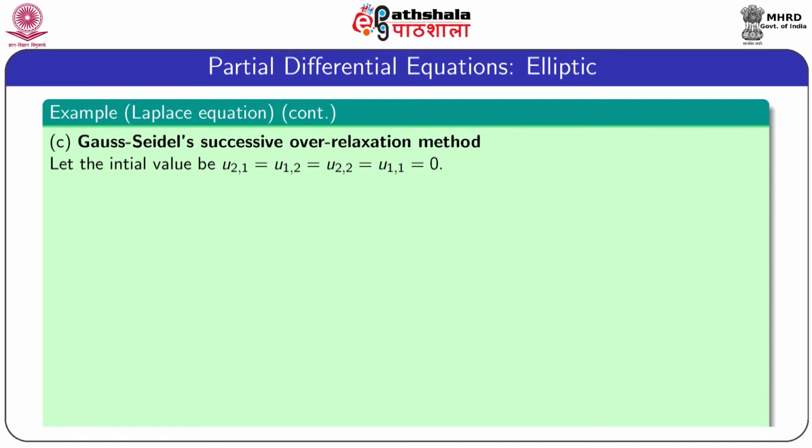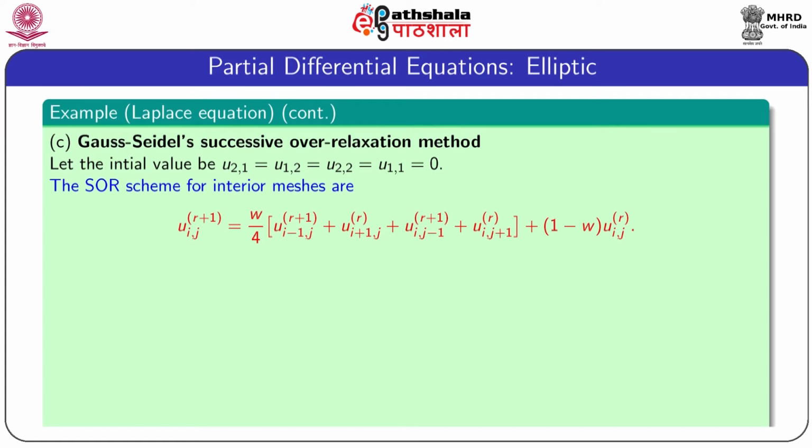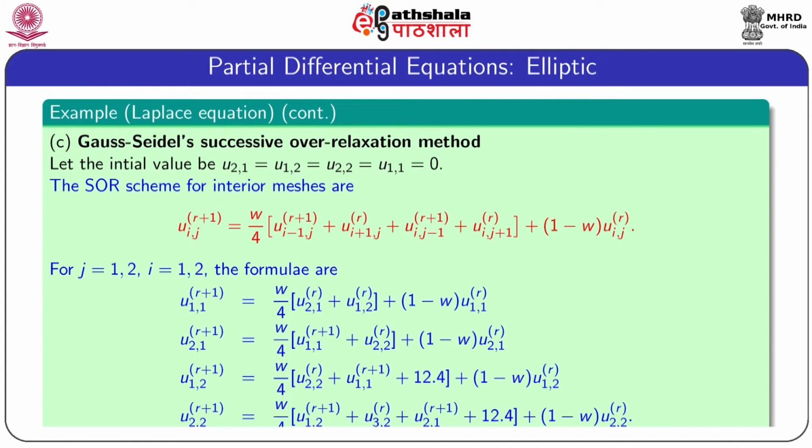Now we consider the Gauss-Seidel successive over relaxation method. In this case also the initial values are zeros, and the SOR scheme, that means successive over relaxation scheme for interior meshes, is given by this expression. For j equal to 1 and 2 and i equal to 1 and 2, the formulas are this one. These 4 formulas give the values of U11, U21, U12 and U22.